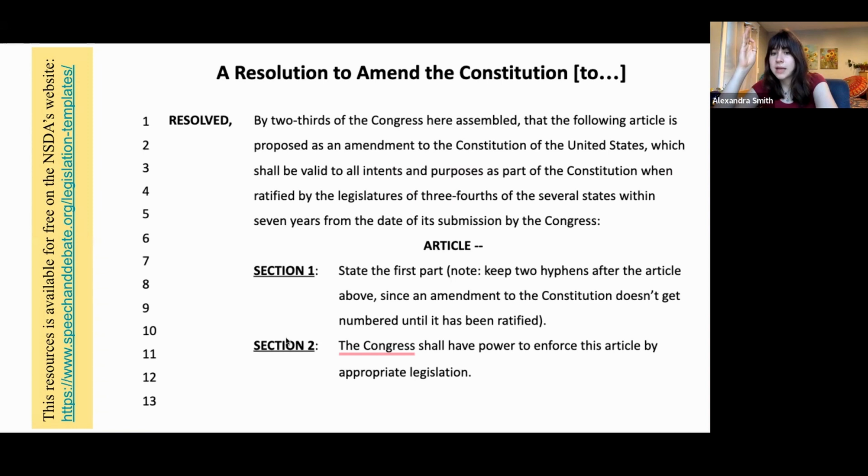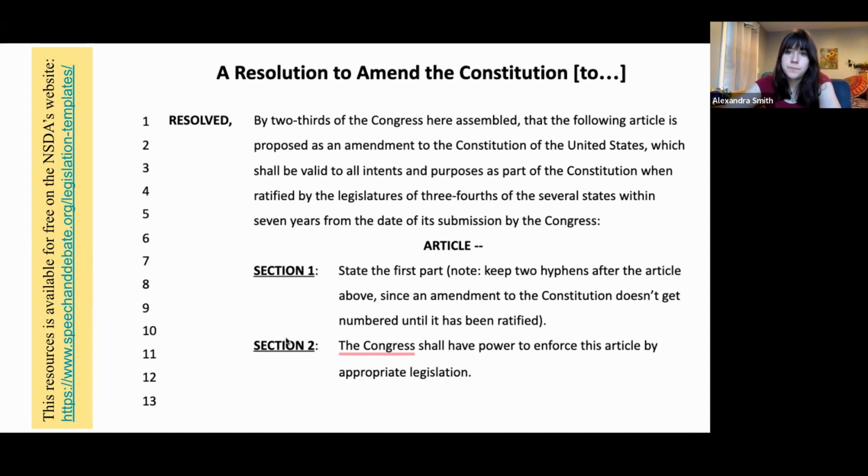So keep the 2 hyphens after the article above, since the amendment to the Constitution doesn't get numbered until after it has been ratified. Technicality, a lot of the times people will put the article with the actual article being amended before those 2 hyphens, just so that it's easier to find. But that can also go within section 1. And then section 2, Congress shall have the power to enforce this article by appropriate legislation.